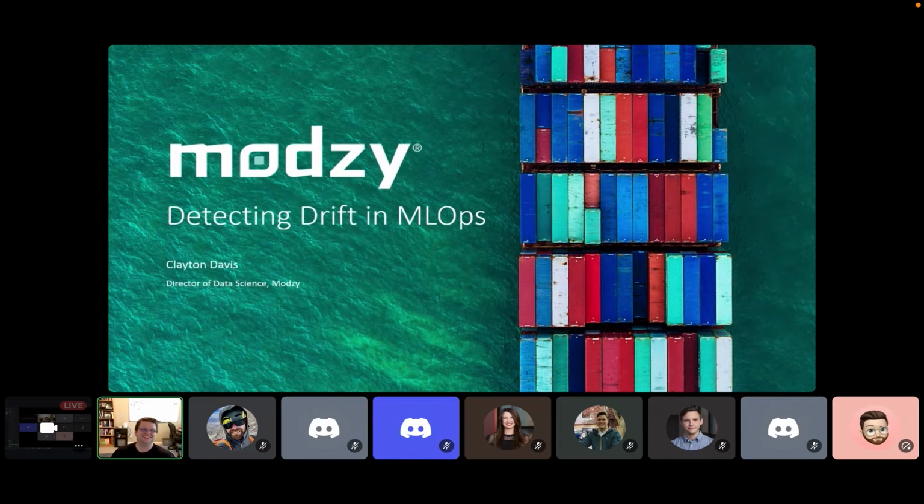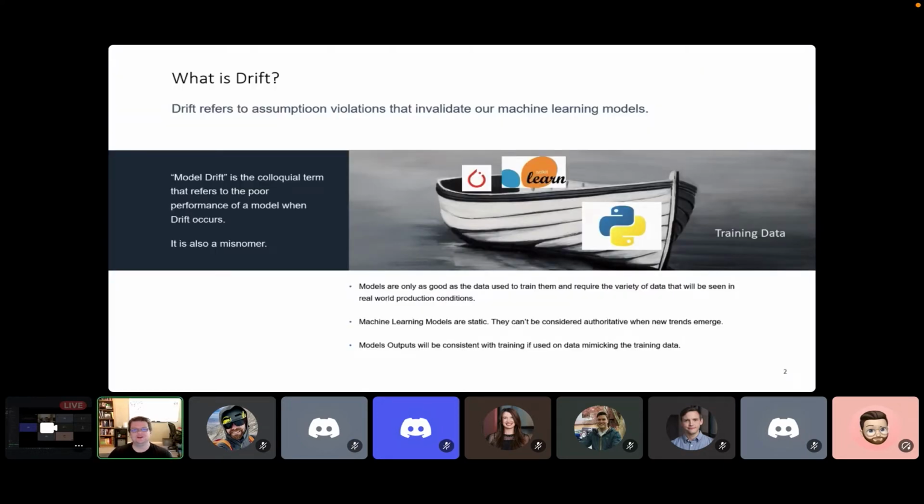I'm the Director of Data Science at Modzy, and today we'll be talking about detecting drift in MLOps pipelines. So before we get started, we're going to talk a little bit about what drift is, because there's a whole bunch of terms that you'll hear people use: input drift, output drift, model drift, and a bunch of others.